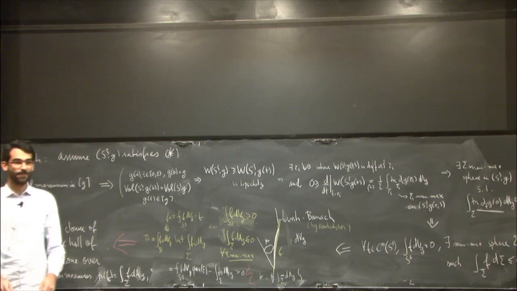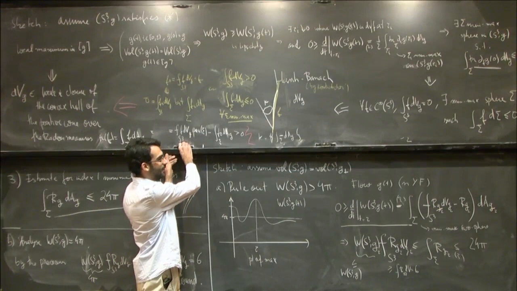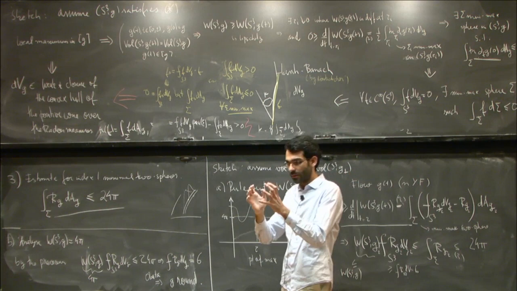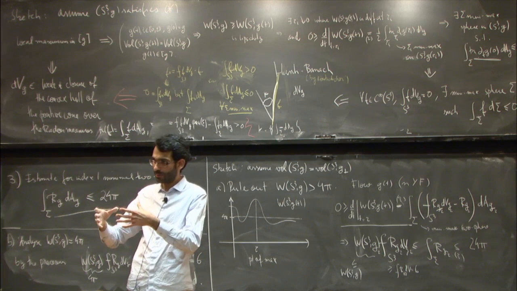Do you need to assume star for this theorem, or you don't need to? So then the min-max width will be realized not by a single minimal sphere, but by a manifold that is supported by minimal two-spheres with integer coefficients.